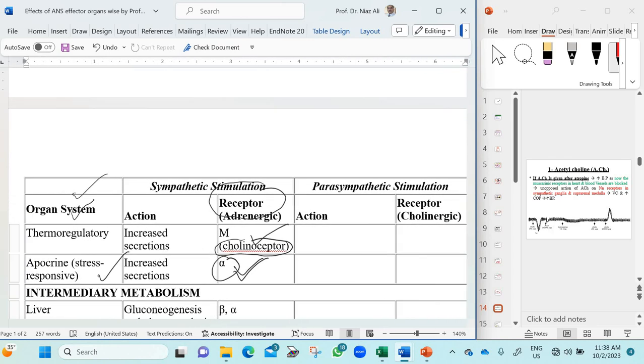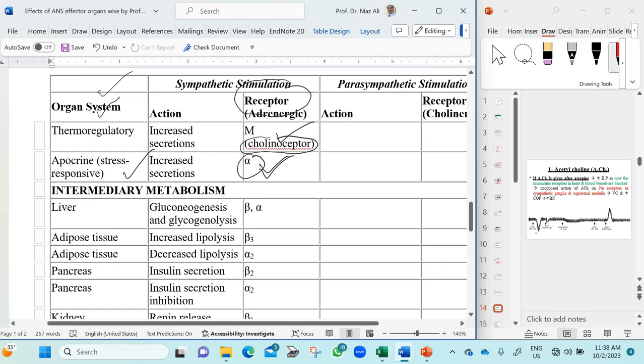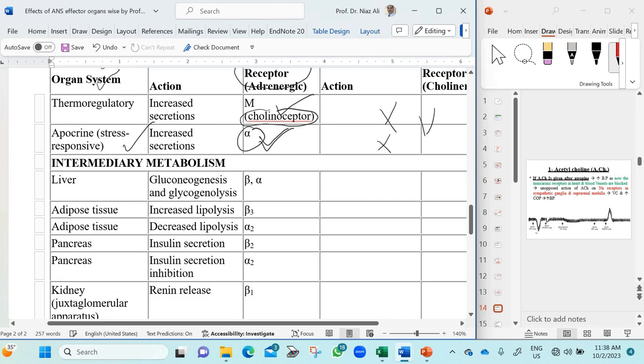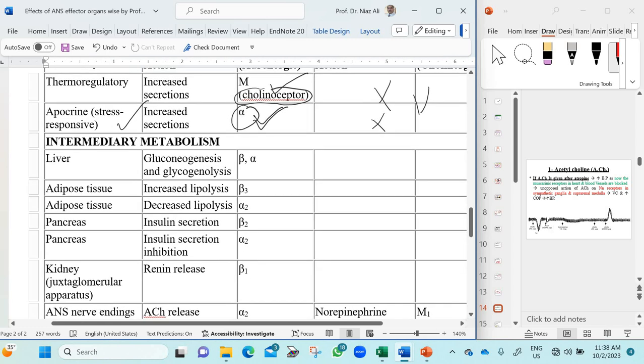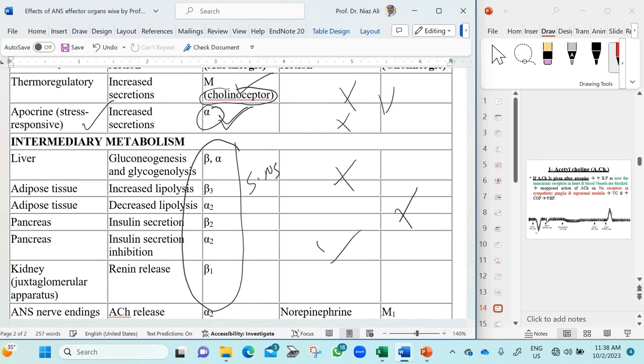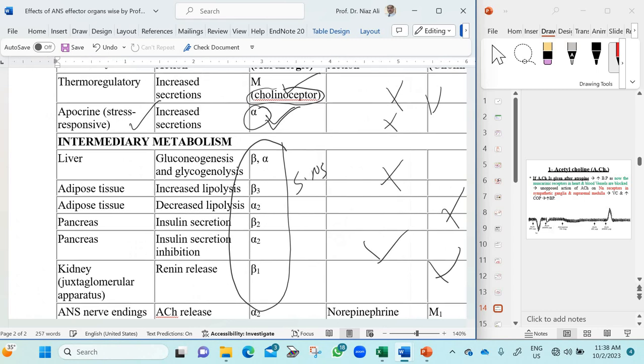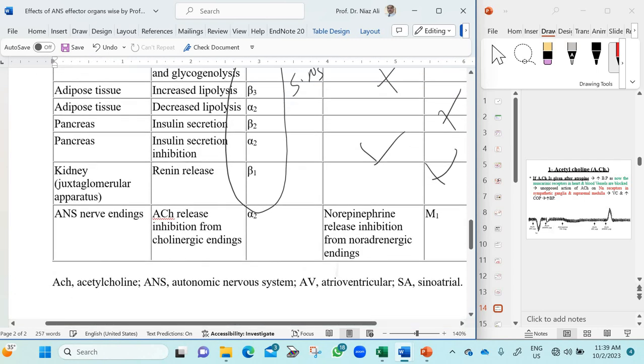But here it is not being supplied by the parasympathetic division of the autonomic nervous system. Regarding the metabolism, this is very important. Metabolism is all by the sympathetic nervous system, and the parasympathetic division of the autonomic nervous system does not play any role in metabolism.